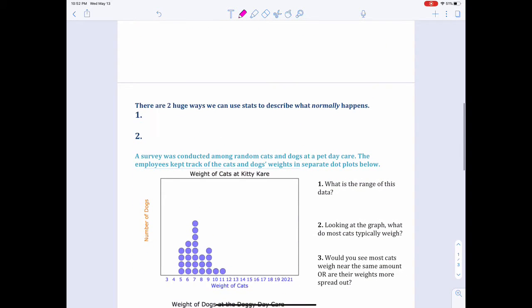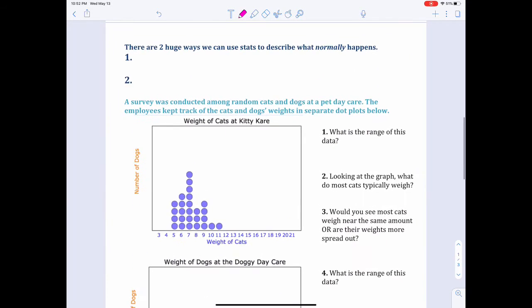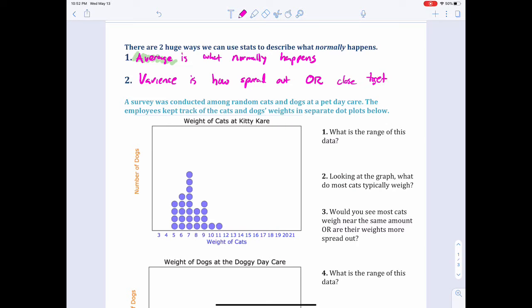Okay, so like we said in this lesson, there are 2 ways we can use stats to describe what normally happens. The first way is called the average. The average is what normally happens. So that's big idea number 1. The second big idea is variance. Variance is how spread out, or on the other side, close together data is. Those are 2 huge ideas.